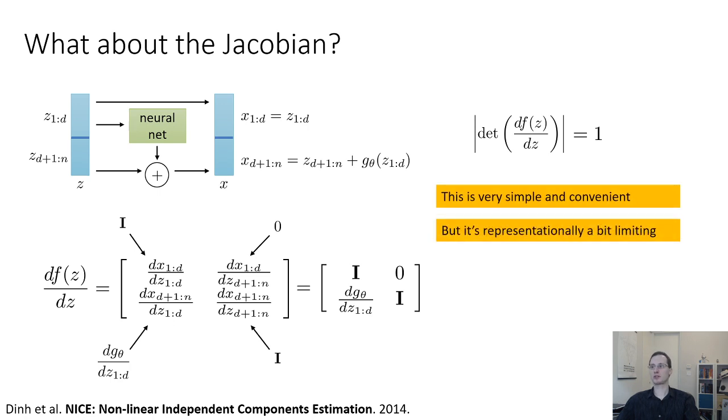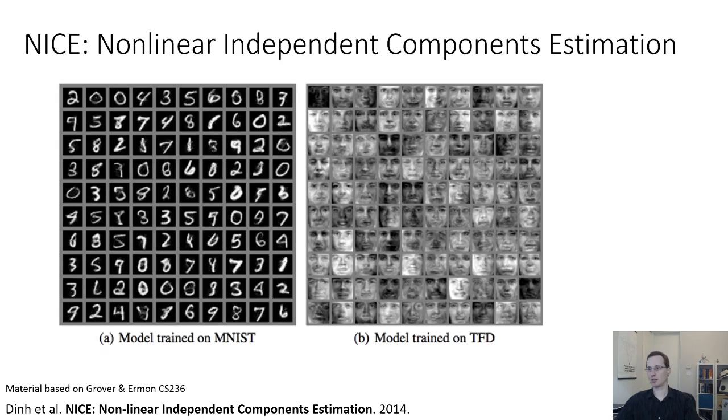Unfortunately, it's representationally a bit limiting, because we can't change the scale. The determinants always being 1 means that this kind of network only transforms these z into x, but it never rescales them. So it can be very difficult to train very complex distributions in this way. It's a very convenient architecture, but it's not a very expressive architecture.